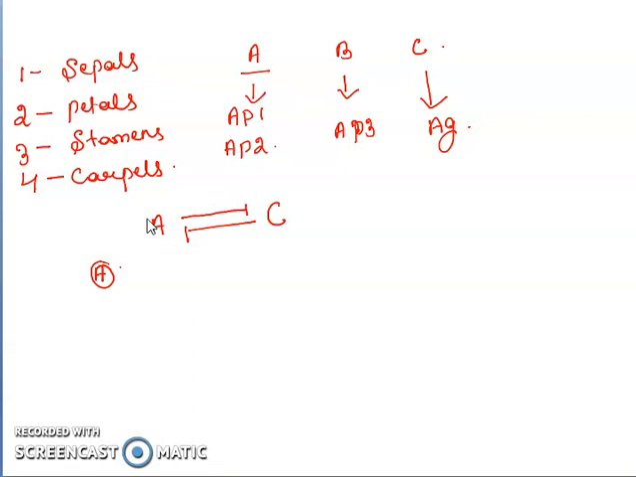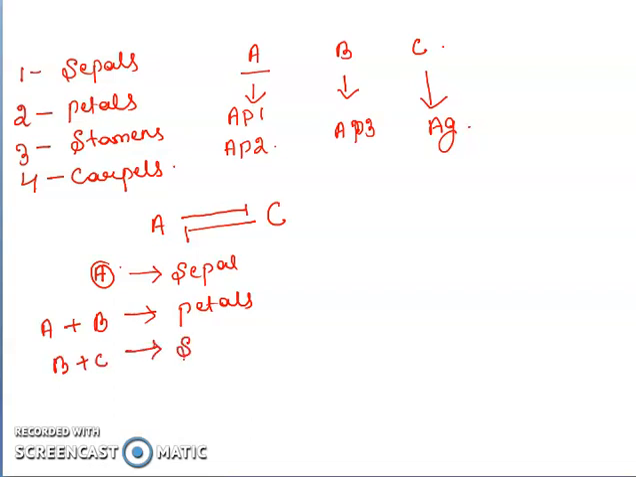Now, let us understand which gene is responsible for formation of which organs. The A class genes are responsible for the formation of sepal. A and B class genes are responsible for the formation of petals. And B and C class genes combinedly express the stamen. And C alone will express the carpel. The B class gene cannot express itself. It will be in a combined form with class A gene or class C gene.